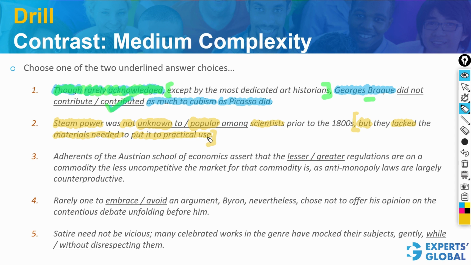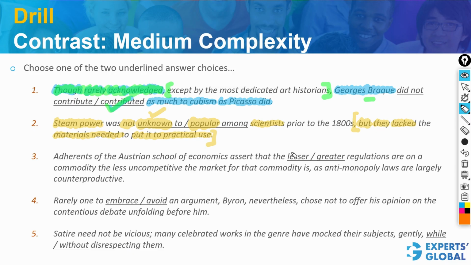However, please don't be quick to select popular here. Please note this not here. We want to say popular, but we have a not here, so we need to select the other answer choice, unknown, suggesting that steam power was not unknown and therefore popular among scientists in this age, but these scientists lacked the materials needed to put their theoretical knowledge into practical use.